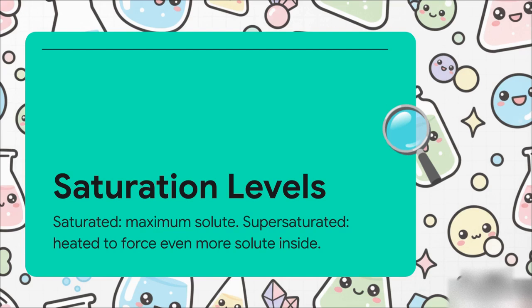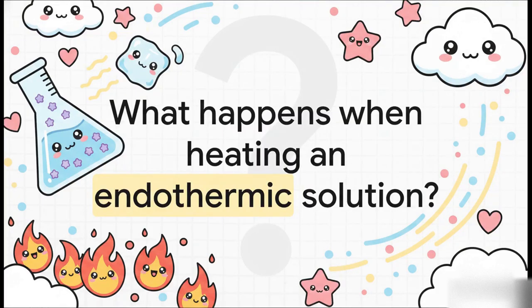Unless you use a cheat code. If you apply heat, the particles get energetic, they move apart, and you literally expand the space in the room. This lets you force even more solute inside, creating what we call a supersaturated solution. But you gotta beware of Le Chatelier's principle here. Nature absolutely hates being forced out of balance. If the process of dissolving naturally releases heat, meaning it's exothermic, and you try to pump more heat into it, the system rebels. It'll actually push the reaction backward, violently throwing solid particles right back out of the solution just to escape that extra heat.